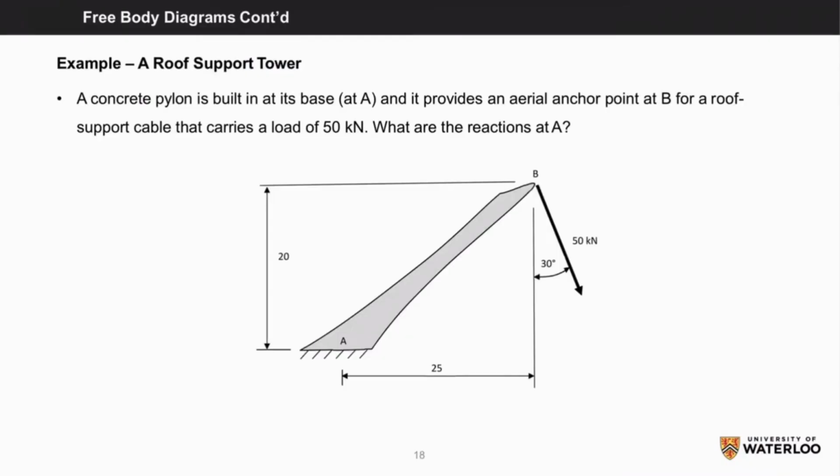A concrete pylon is built in at its base at A, and it provides an aerial anchor point at B for a roof support cable that carries a load of 50 kilonewtons. What are the reactions at A? Feel free to pause this video here to think of your answer.